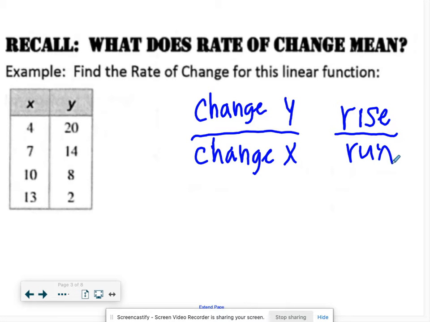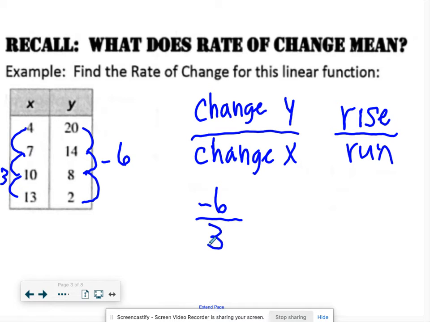So if we look at this table over here, what are my y's changing by? 6, right? Are we going up 6 or down by 6? Down. Yep, so we're going down by 6, so that's my change in y over, what's our change in x? 3, right? And then you always just check to see, can I reduce this? Can you reduce negative 6 over 3? Yes, to what? Negative 2 over 1, which is really just negative 2. Done.